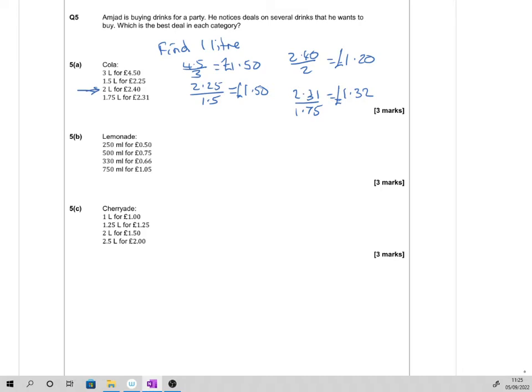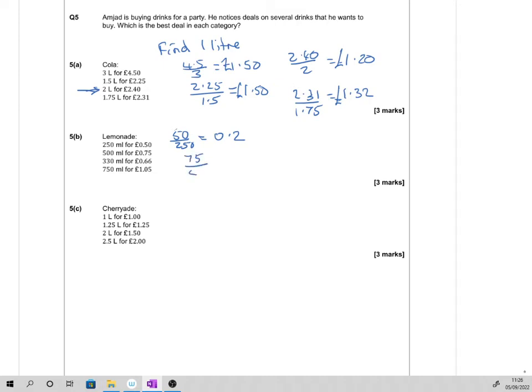Now, same. I'm going to find out the price per 100 mils, per mil. What should I do? Yeah, per milliliter. I just divide that by 250. It's not going to be very much, is it? But anyway, I'm going to change that all to pence. So 50 divided by 250 is 0.2.